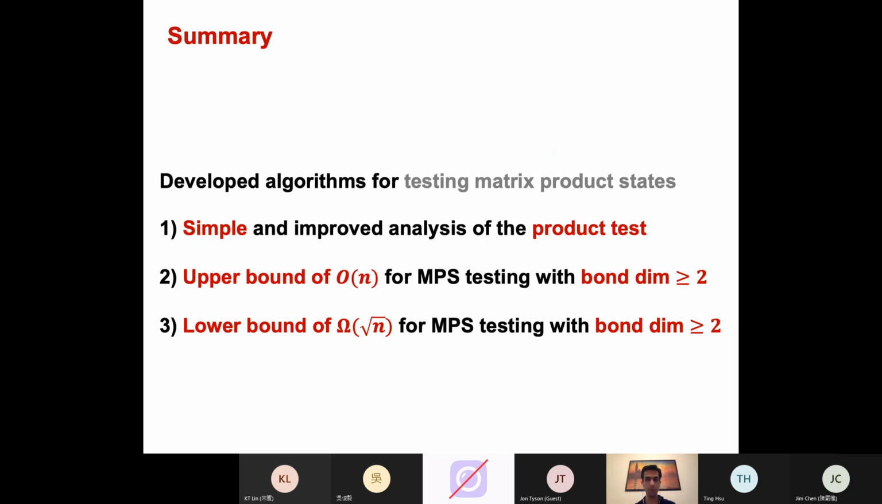Okay, so in summary, I told you about testing entanglement, and I basically covered 3 results. One is a simpler and improved analysis of the product test, which corresponds to testing MPS with bond dimension 1. The other is an upper bound of order n on testing MPS with any bond dimension. And finally, a lower bound of square root n for testing matrix product states, again, with any bond dimension.